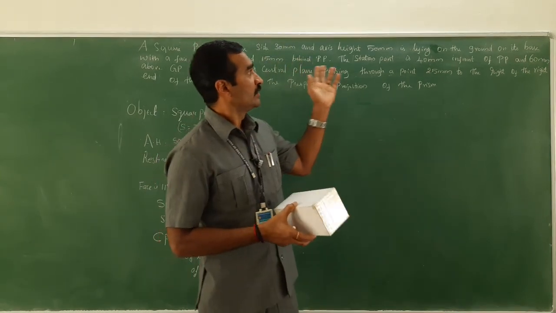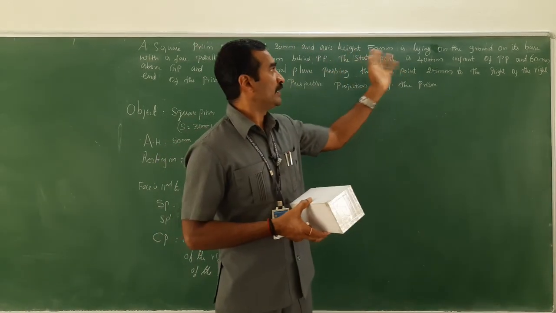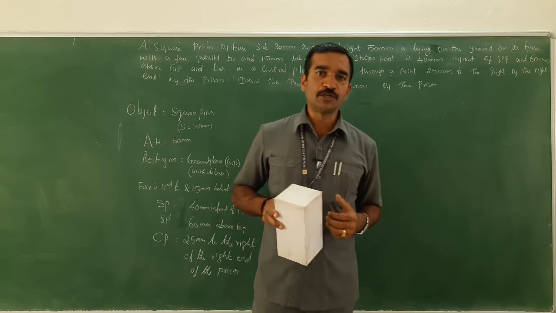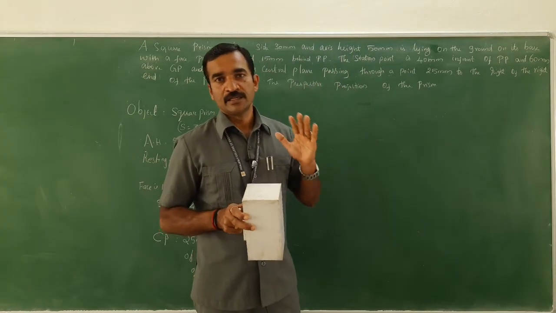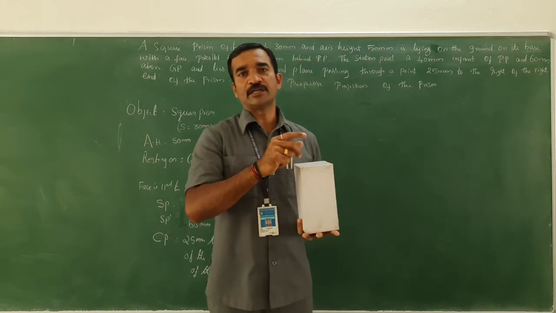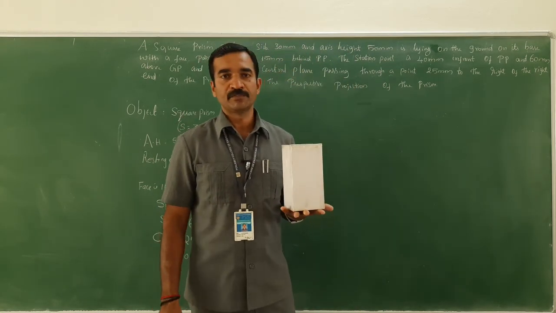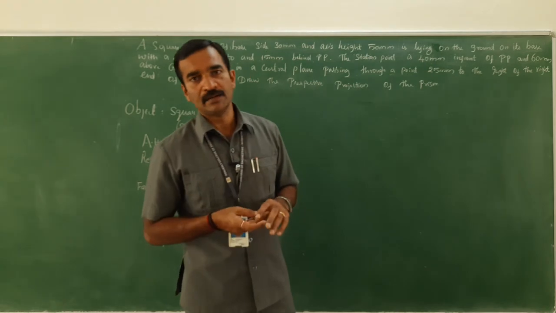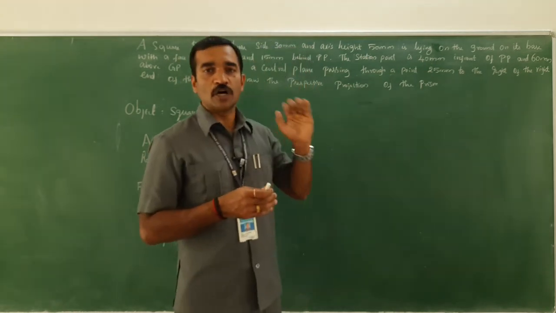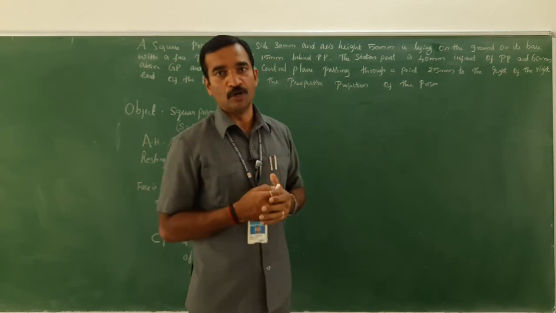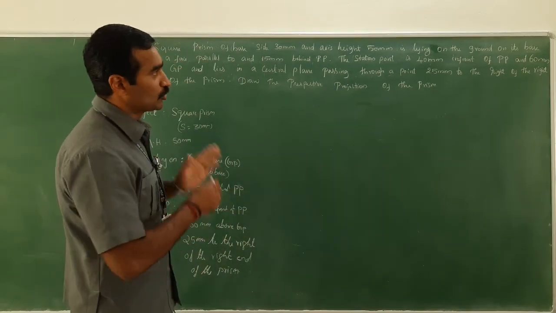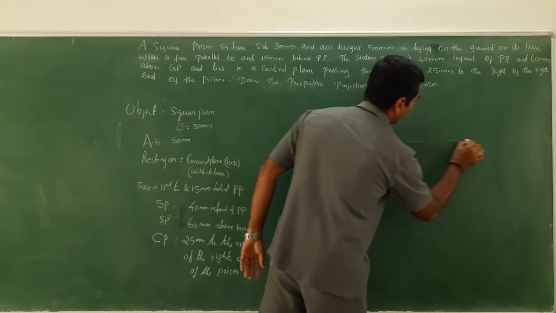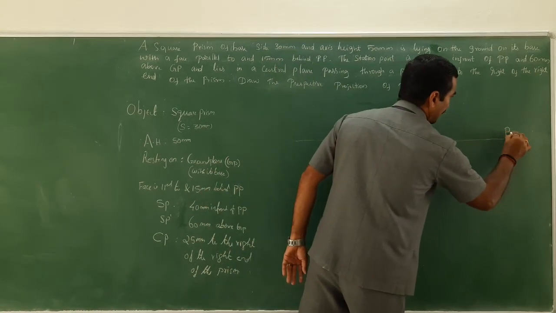What the question says, the square prism is lying on the ground on its base. In the introduction video, I taught you that in perspective projection, the top view will be captured above, that means on the PP, picture plane. The perspective projection adopts the third angle projection, where you draw the top view on the top and the front view below, right? Fine. So first I need to draw the PP. So let me just draw a PP line. PP is nothing but picture plane.